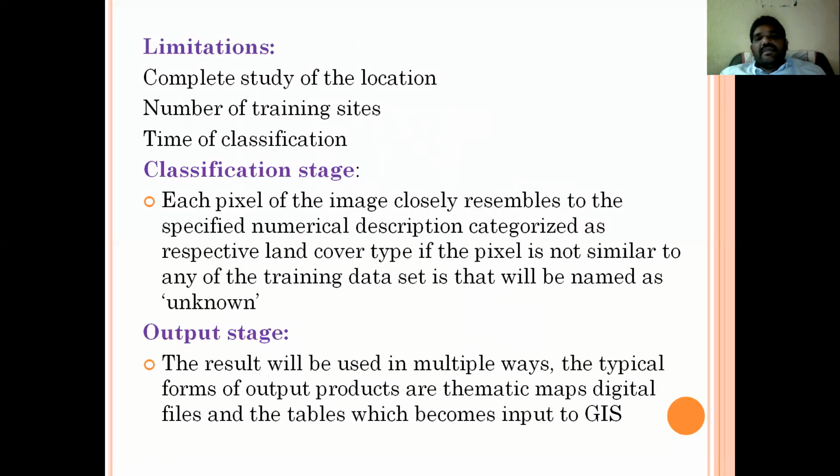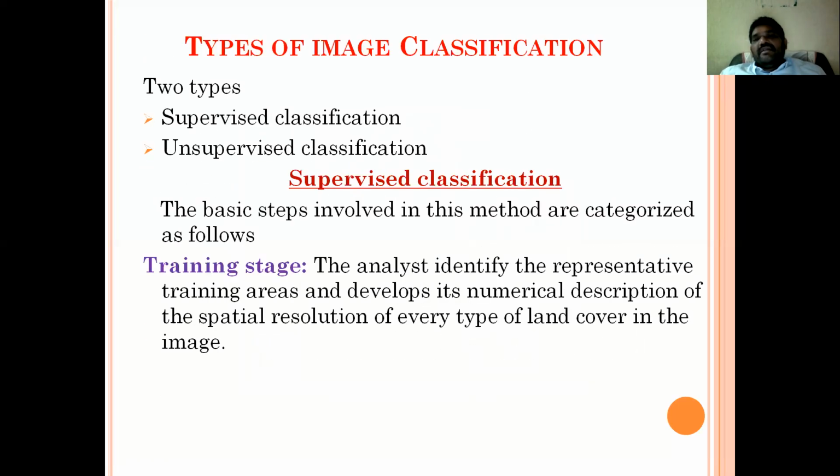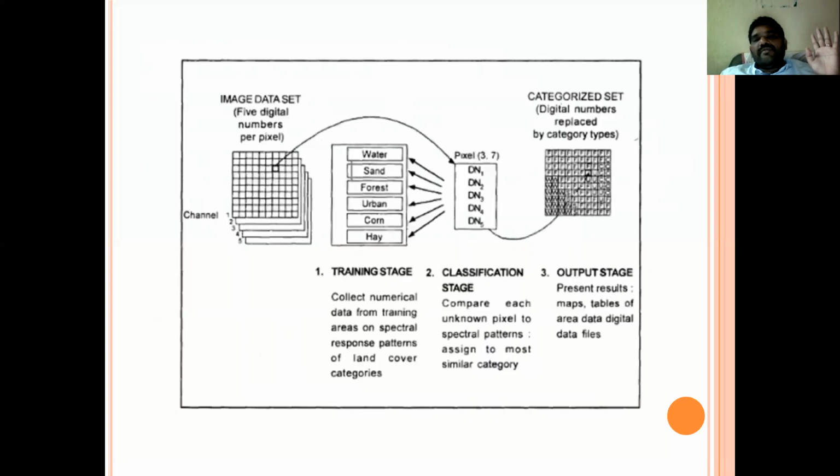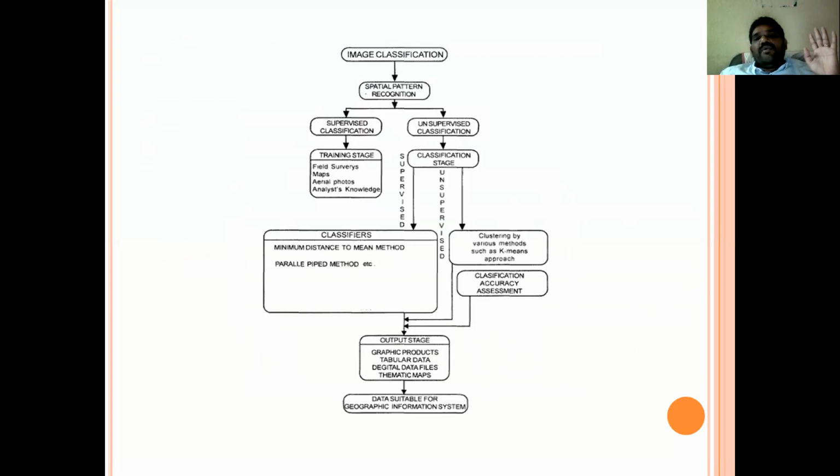And here we discuss that three stages are there. The training stage, which will be done with the help of field surveys, maps, aerial photos, and analyst knowledge used to identify the locations and the names of the attributes that exist in the location.